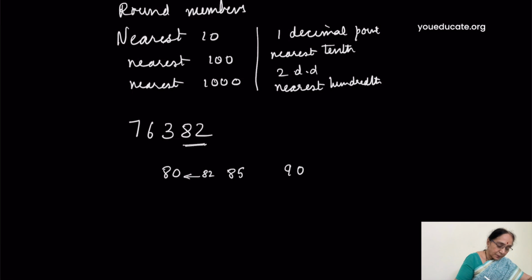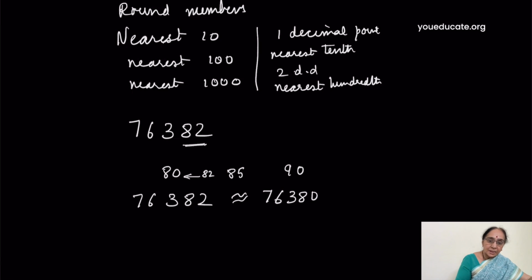So this number 76,382 is approximately, it is rounded to 76,380. Its approximate value is 76,380, rounded to the nearest 10. So that's why we say nearest 10.